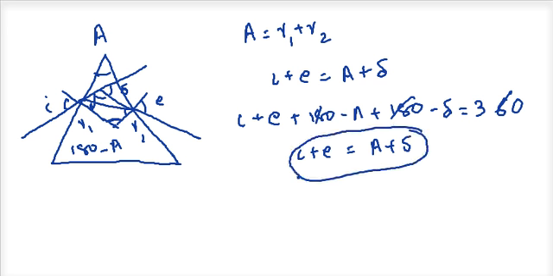Okay, so this is how we will get. So one equation we have, A is equal to R1 plus R2. Another equation you have is I plus E is equal to A plus deviation. So with these two equations we will work, and then we will try to see how we can move ahead.